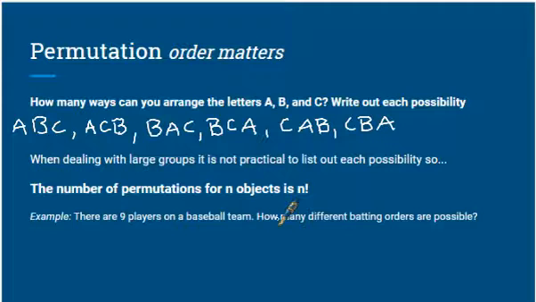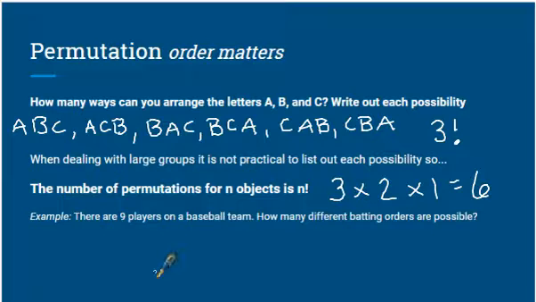So, the number of permutations for a group of objects is that number factorial. Here there were 3 letters, so that would be 3 factorial. In case you don't remember, factorial means I take that number and multiply it by the next number lower, all the way down until I get to 1. So 3 times 2 times 1 would be 6 possibilities.